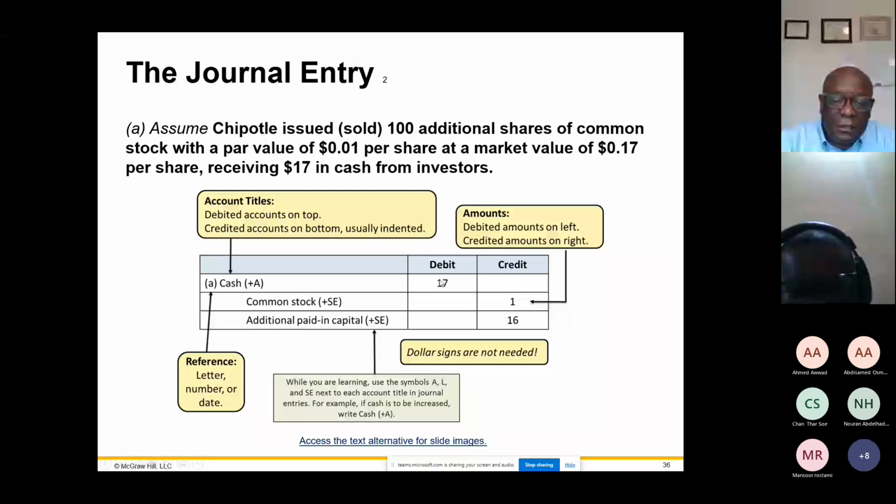But on the credit side, we will split it between common stock and additional paid in capital. Common stock takes the par value, because the par value is $0.01 multiplied by 100, which will just give us $1. Additional paid in capital is whatever is the difference between the $17 cash and the common stock value, $1. The difference goes to what we call additional paid in capital. So in most cases, when you see additional paid in capital, that means company stock had been sold for more than the par value.